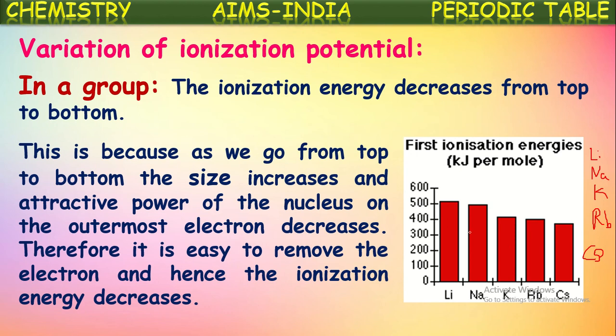See, they have shown one graph here representing the decrease in the ionization energies of the elements. Gradual decrease, isn't it? So out of these elements, lithium has the greatest ionization energy and cesium has the least.